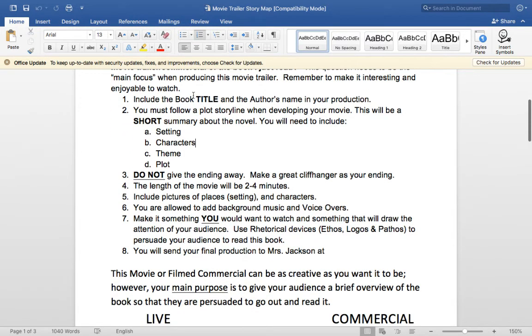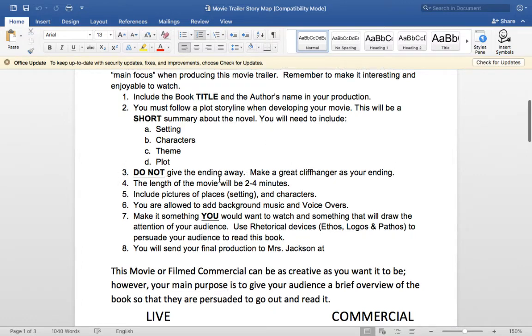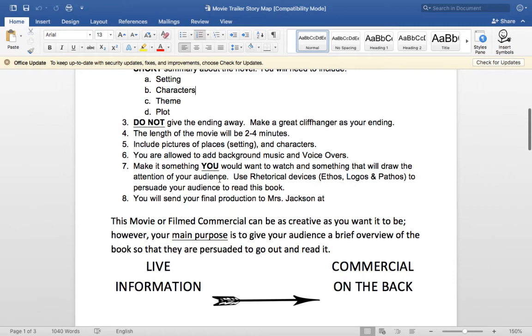You are going to have to include all of these items: a book title, a short summary. Don't give the ending away. Again, give us a cliffhanger that's going to make us want to watch your movie. The length of the movie is going to be 2 to 4 minutes, and it should include pictures of the places and settings. So again, you can use notable actors and actresses for this.